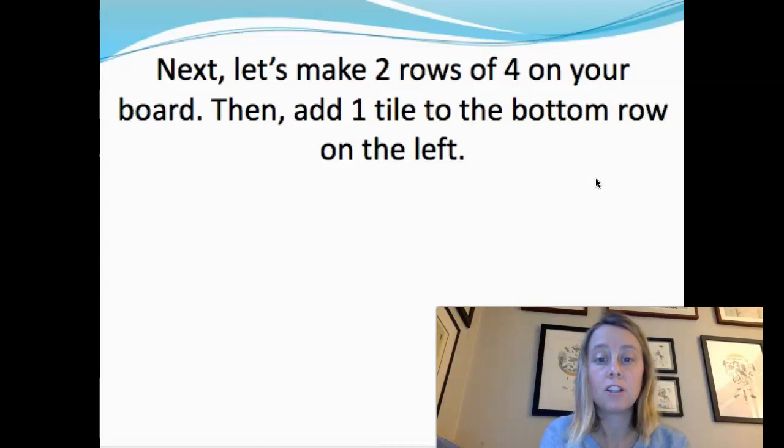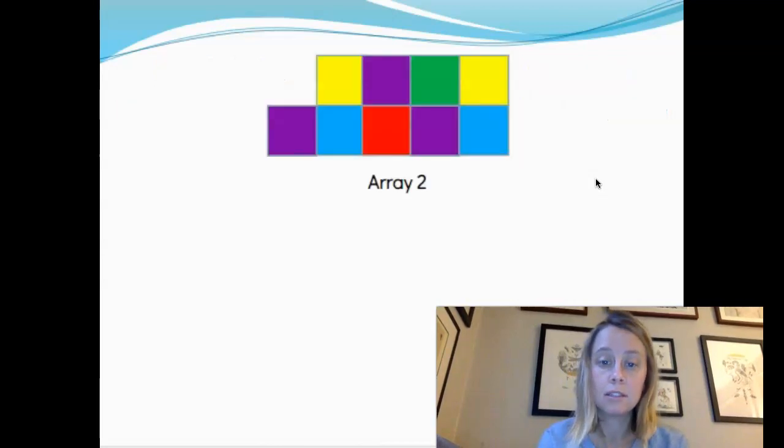Now we're going to make 2 rows of 4 and add 1 tile to the bottom row on the left. So 2 rows of 4 for a total of 8 plus an extra one on the bottom left row, so a total of 9.